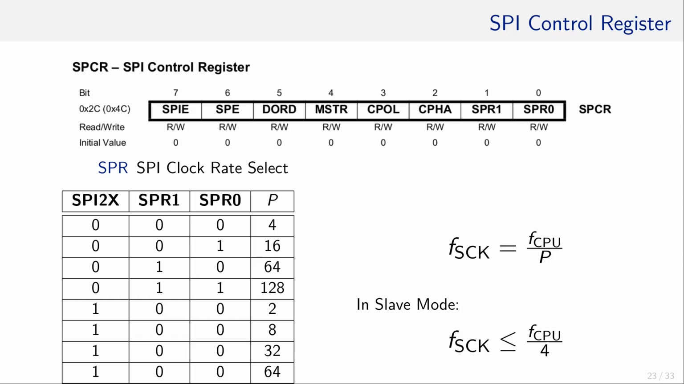Okay, back to the control register. What is left are the last two bits, SPR1 and SPR0. Those two bits determine the prescaler for the communication frequency. The prescaler can be between 2 and 128. The SPI2X bit is part of the SPI status register that we discuss next.